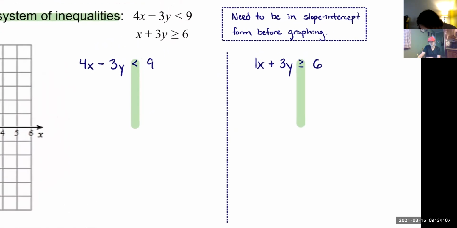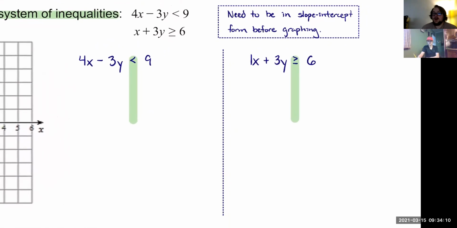So I'm going to start here on the left. 4x minus 3y is less than 9. Slope-intercept form is our goal. So if we wanted to oversimplify that, we're trying to get y by itself. What would you move first? 4x. Since it's a positive 4x, I'm going to use a negative 4x on both sides. So 4x take away 4x is gone, leaving me with negative 3y is less than.